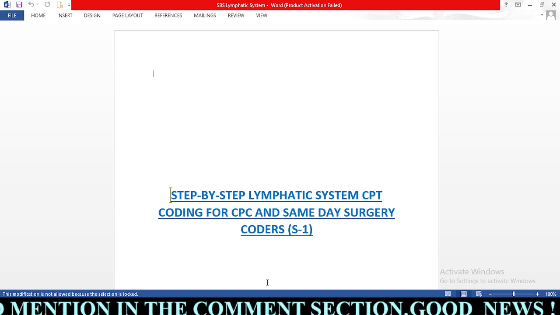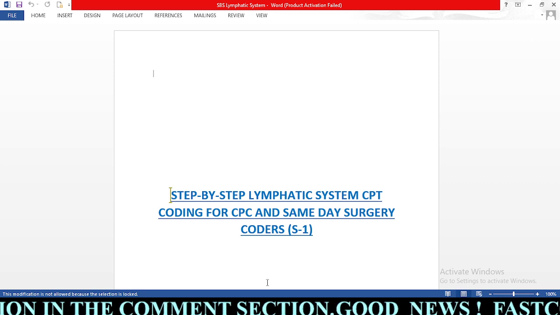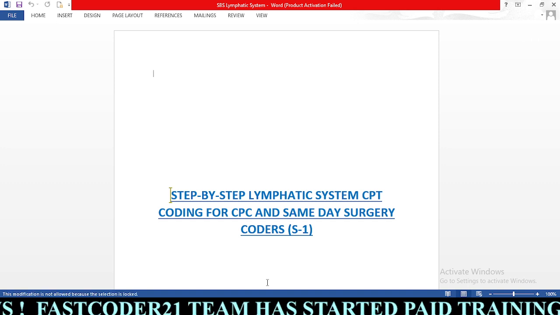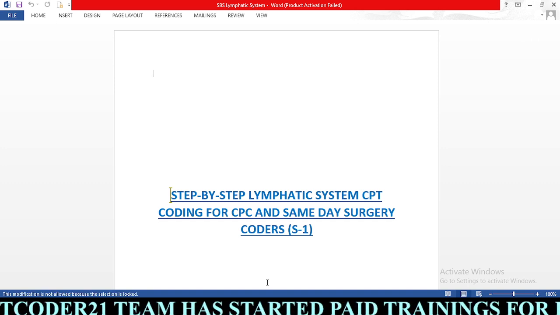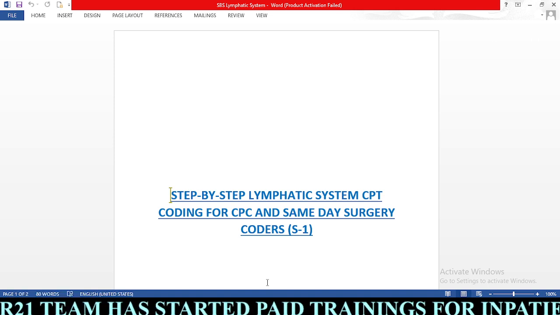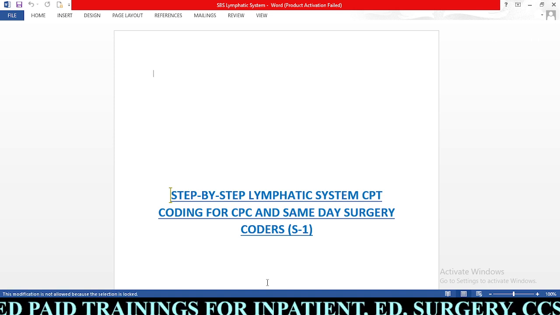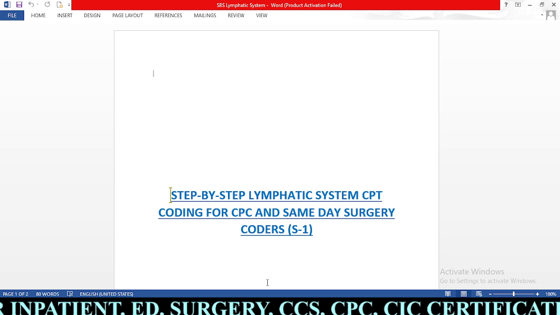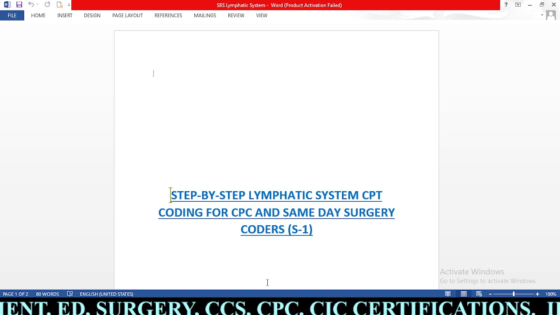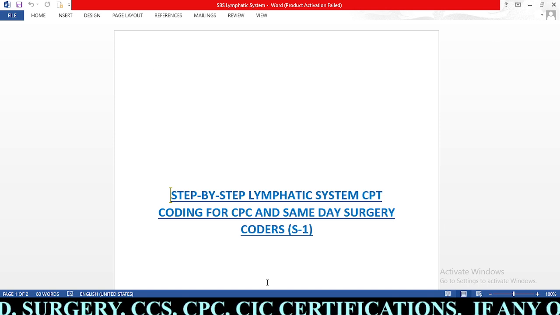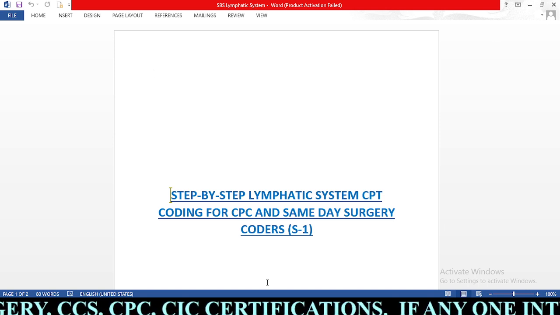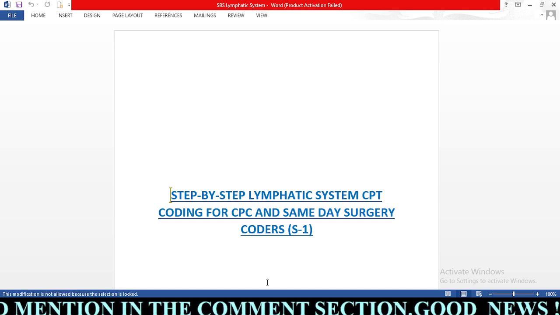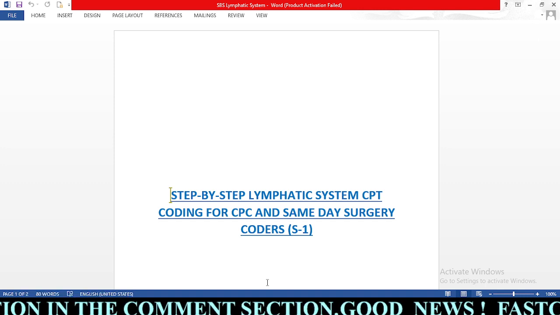Today our session is step by step lymphatic system CPT coding for CPC and same day surgery coders, session 1. In order to code lymphatic system CPT coding, we need to know the definition of the lymphatic system. So what is the lymphatic system? The lymphatic system aids in homeostasis by transporting fluid and nutrients and reabsorbing excess fluid, thus maintaining blood volume levels. Basically, in order to maintain blood volume levels, the lymphatic system plays a very important role.